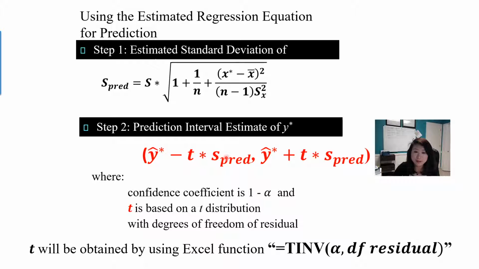Since the s prediction is different from the confidence interval's sy hat star, that's why your prediction interval will have a different value compared with your confidence interval. But you can see the connection between these 2 intervals. Keep that in mind. Now let's look at the example together.